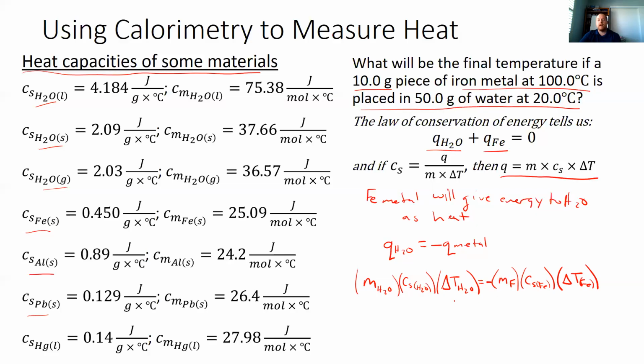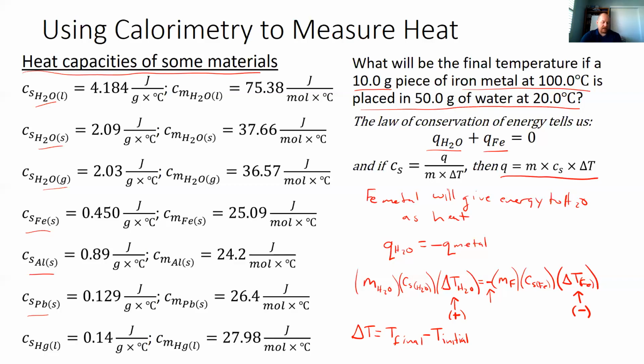Now, why is it a negative? Well, the water is gaining energy. Remember, delta T is equal to T final minus T initial. So if the final temperature of the water is higher than its initial temperature, that's going to be a positive value. And the iron is going to a lower temperature, so it's going to have a negative value. So that negative sign is to rectify the delta T's.